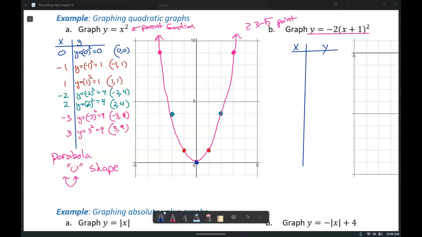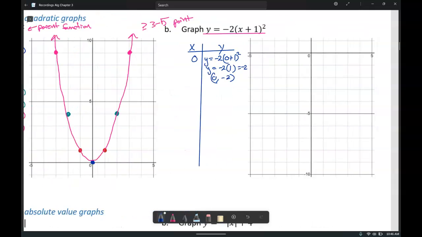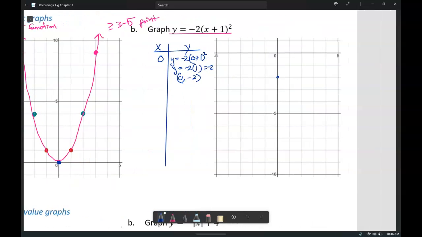So just like before, let's go ahead and start with 0. It's a nice easy value to use. y equals -2(0 plus 1) squared. Now, 0 plus 1 is 1, squared is 1, so y equals -2 times 1, which gives us -2. So we have the ordered pair (0, -2). Let's go ahead and plot that to start. (0, -2).